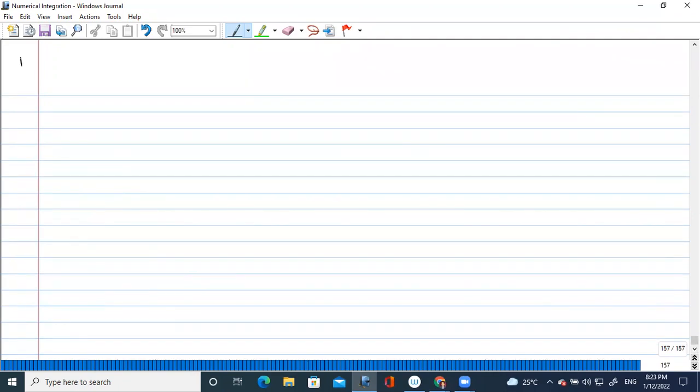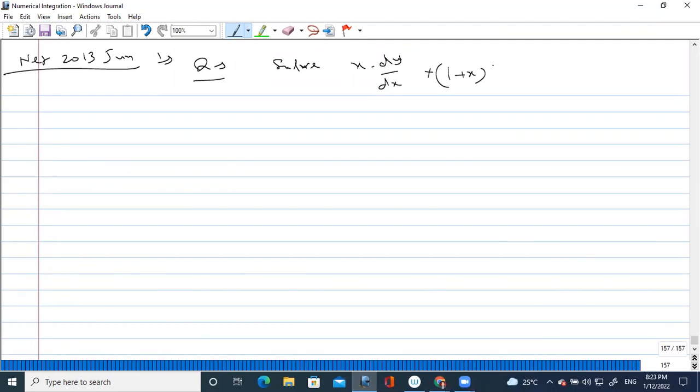Okay, one more question of NAT, 2013 June, I can take. The question is, solve x dy/dx plus 1 plus xy is equal to e to the power minus x. Here they have given the boundary condition y(1) is equal to 0.